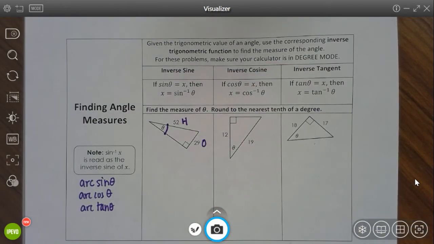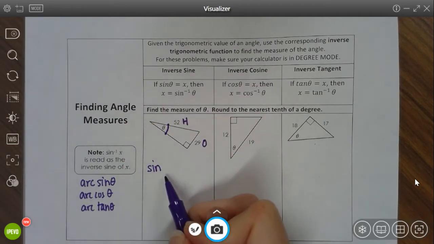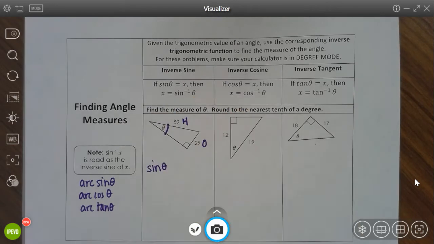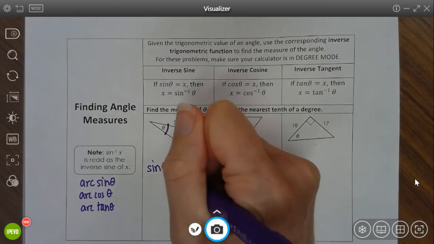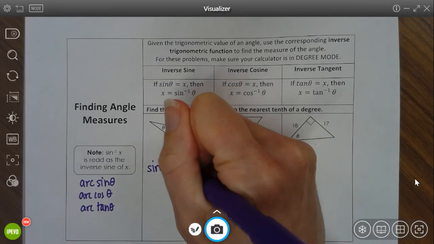So I can write a ratio using opposite over hypotenuse and create my sine ratio. But instead of saying sine of some number, we're going to put sine of what our angle was, in this case, represented by theta. So I'm going to say sine of theta is equal to the opposite divided by hypotenuse, or 29 divided by 52.